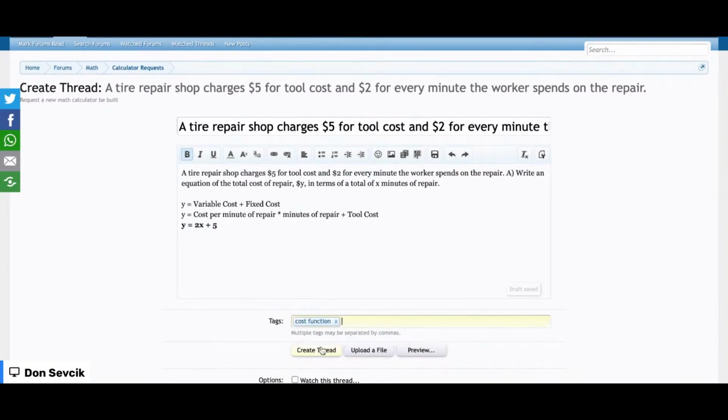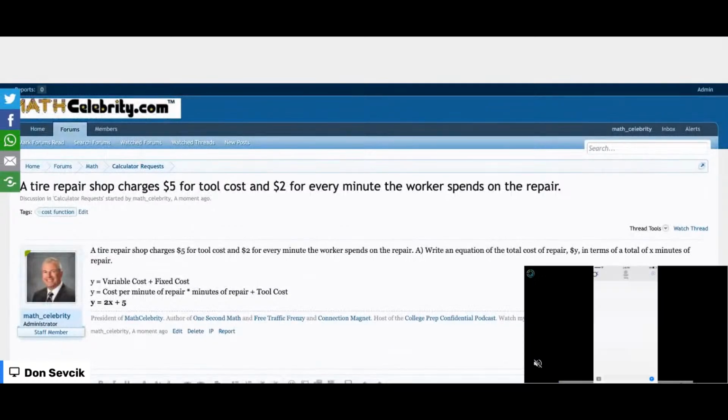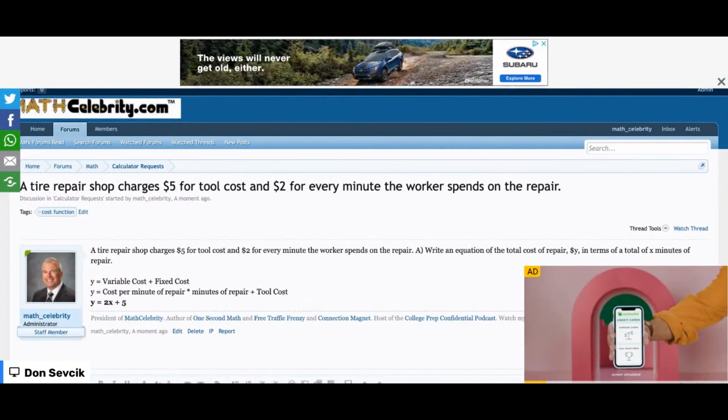But you check that out for a minute. Whenever you see these cost functions, there's always a variable cost and a fixed cost. Sometimes there's no fixed cost. They'll just say it's nothing, but this is how you start all the time. And variable cost is this piece, tool cost is the fixed cost in this case, and that is your equation. All right. Next.